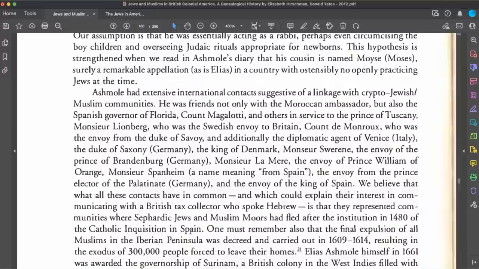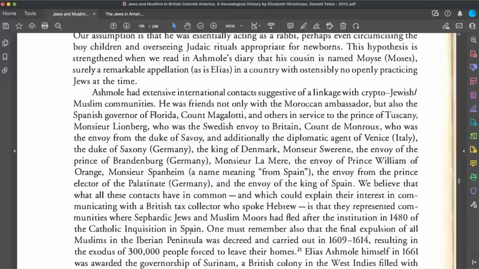He was friends not only with the Moroccan ambassador, but also the Spanish governor of Florida, all right? Friends with who? With Morocco's ambassador, Count Magalotti, and others in service to the Prince of Tuscany, Monsieur Lionberg, who was the Swedish envoy to Britain, Count de Monroux, who was the envoy from the Duke of Savoy, and additionally the diplomatic agent of Venice, Italy, the Duke of Saxony, Germany, the King of Denmark, Monsieur Serene, the envoy of the Prince of Brandenburg, Germany, Monsieur Lemire, the envoy of Prince William of Orange, Monsieur Sponheim, a name meaning from Spain, the envoy from the Prince Elector of the Palatinate, Germany, the Palatines, and the envoy of the King of Spain.